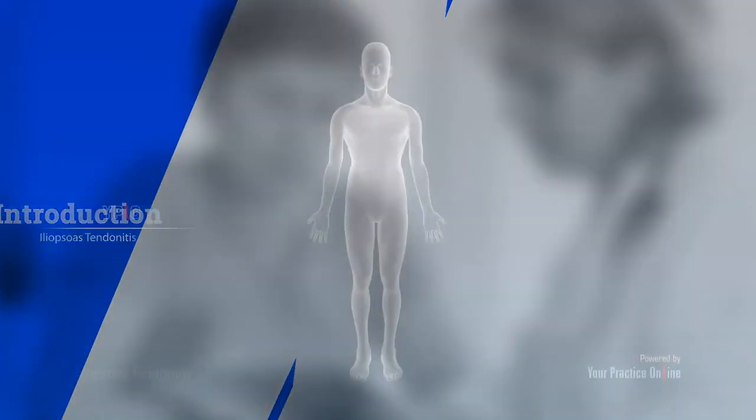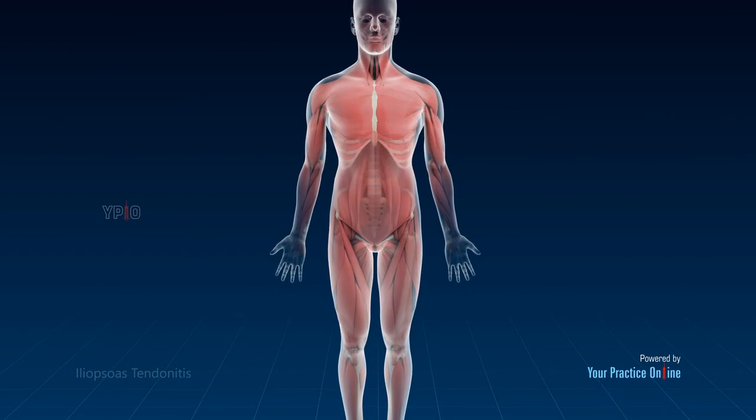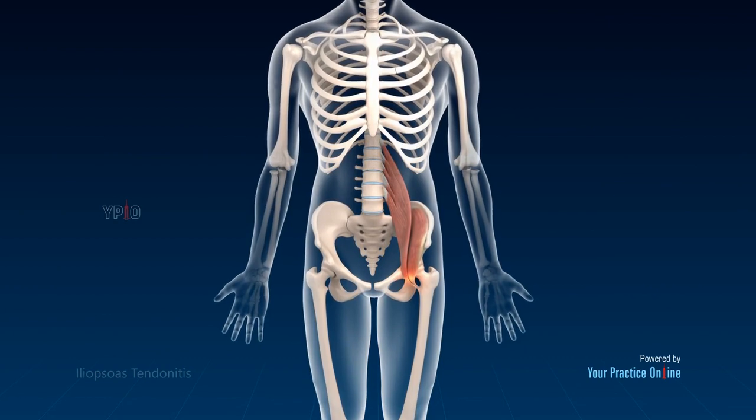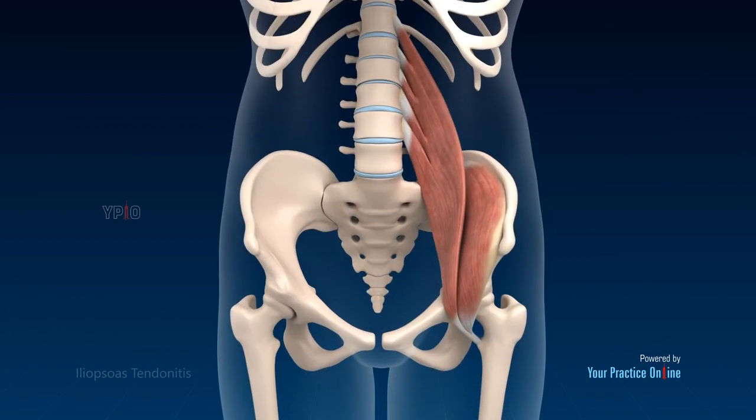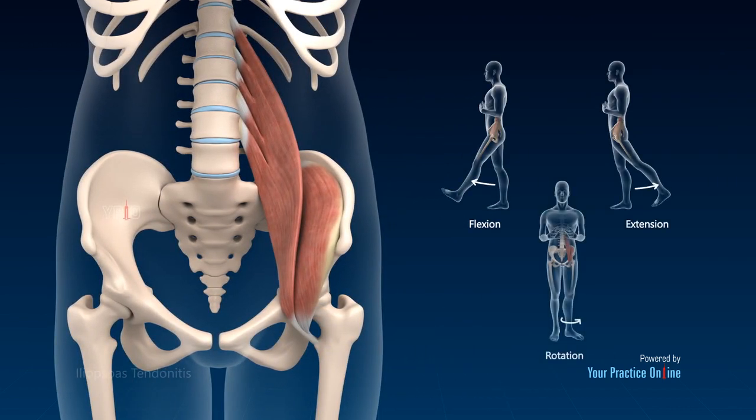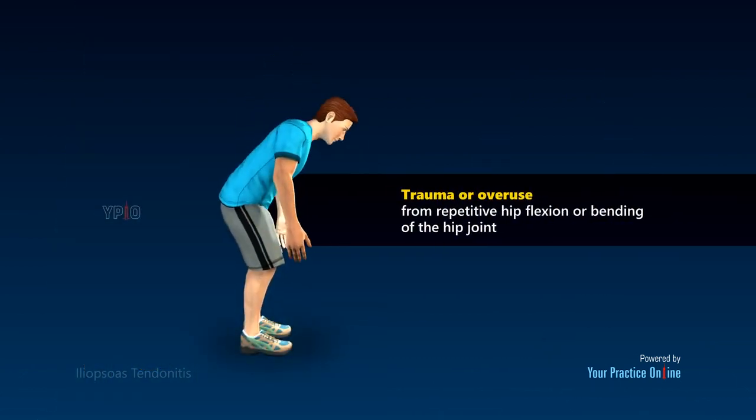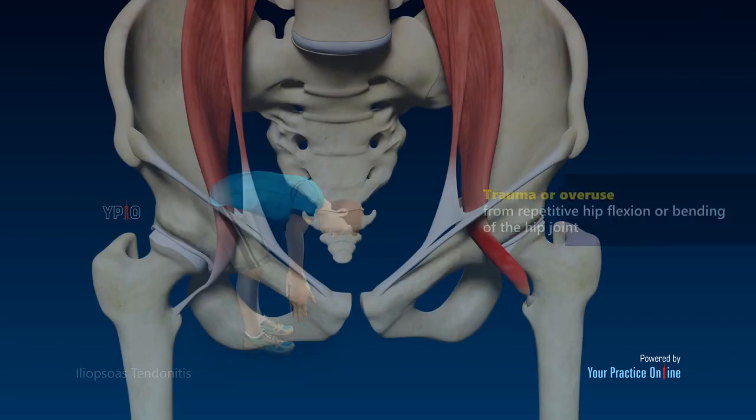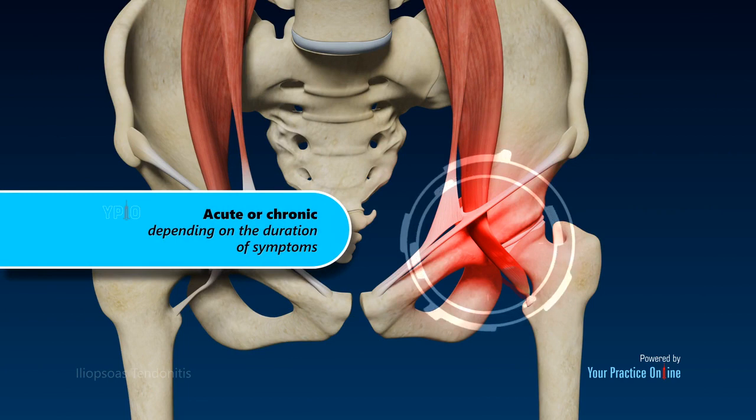Introduction. Iliopsoas tendonitis, also referred to as snapping hip syndrome, is an inflammation of the iliopsoas tendon or the surrounding area. The iliopsoas is the hip flexor tendon located over the front of the hip socket. The term snapping hip describes the sound made, a snap or click, that occurs with certain hip movements including flexion, extension, and rotation of the hip. The condition usually occurs due to trauma or overuse from repetitive hip flexion or bending of the hip joint. Iliopsoas tendonitis may be acute or chronic, depending on the duration of symptoms.